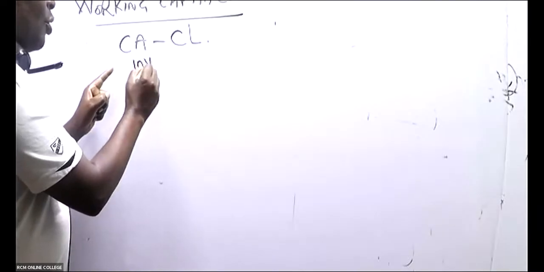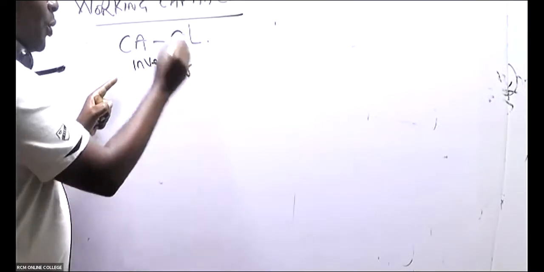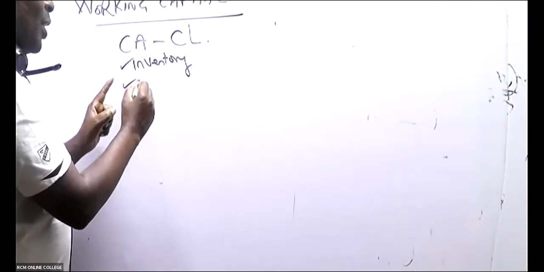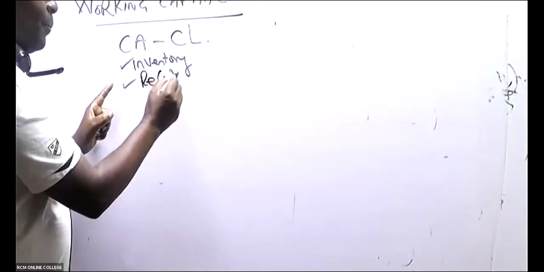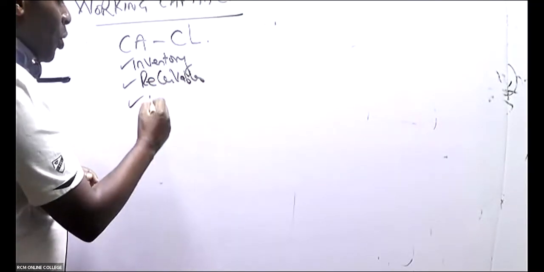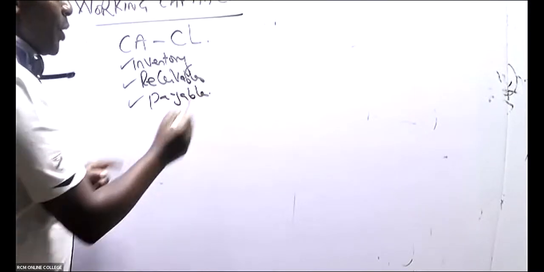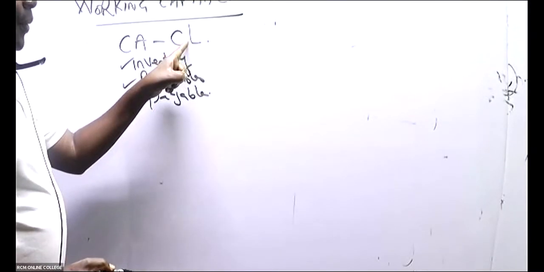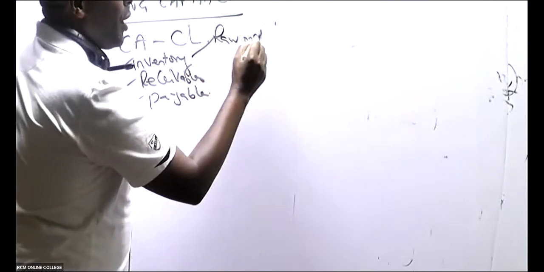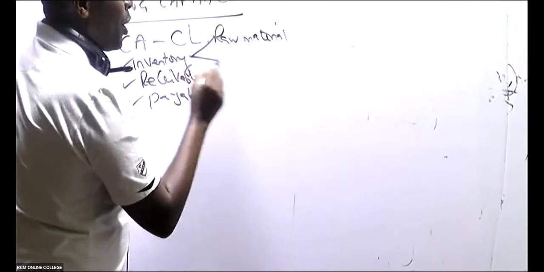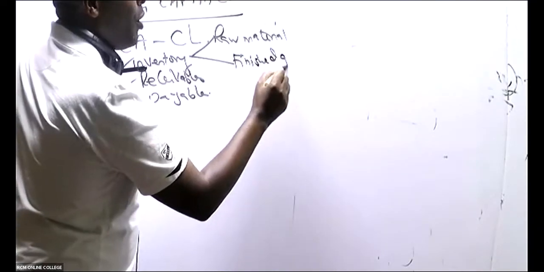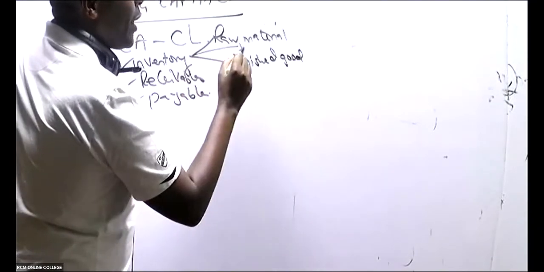So in terms of cash operating cycle, we shall look at three things. Under current assets, we have inventory. Under current assets, we also have receivables, very, very important. And then we have payables. This inventory could be inventory of raw materials, inventory of finished goods, or inventory of work in progress.